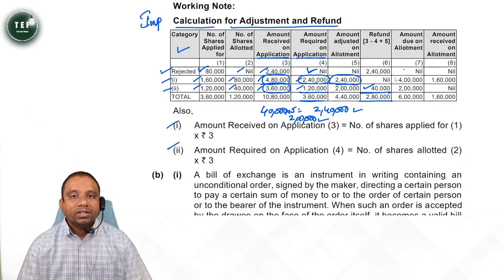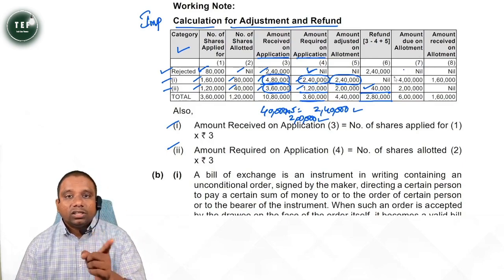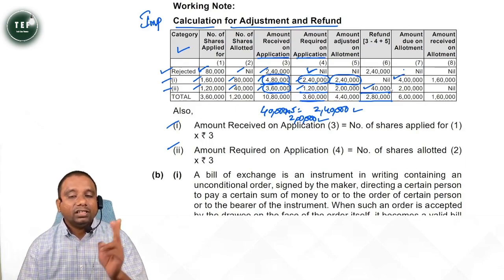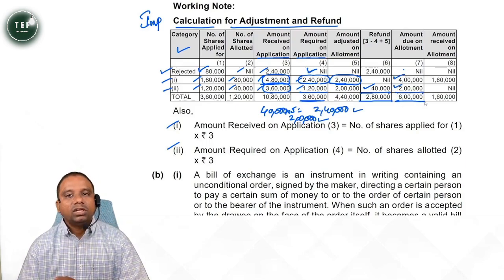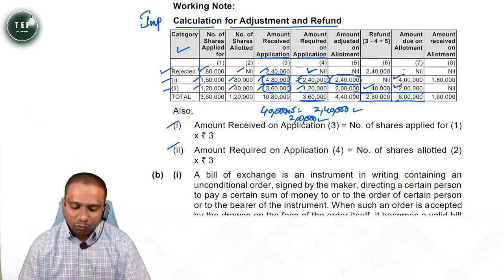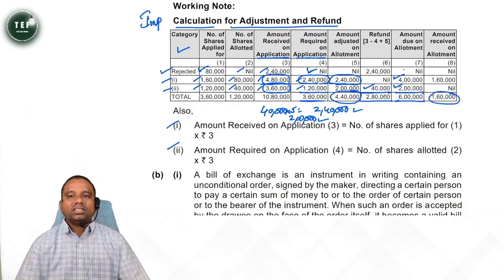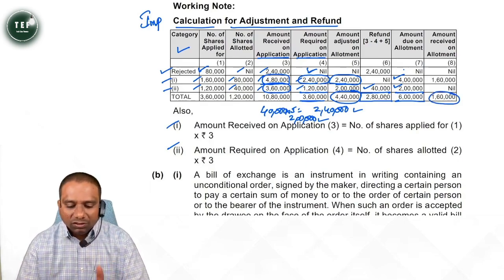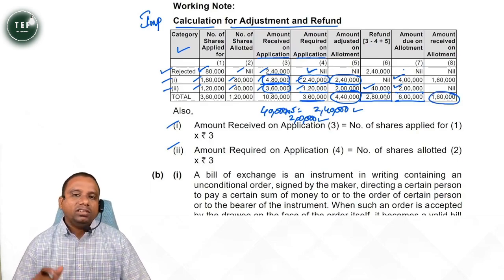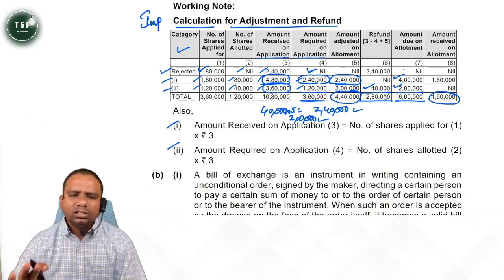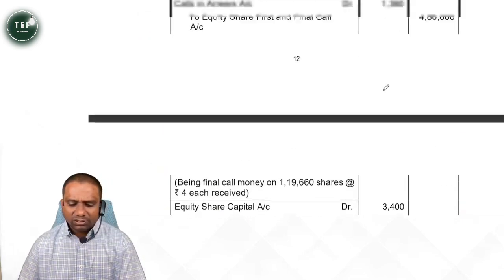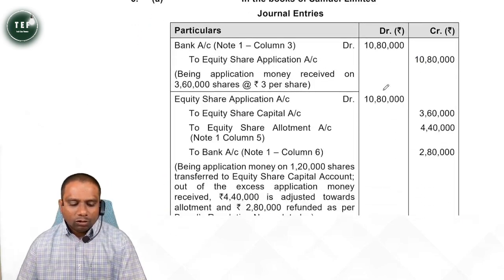First category, 80,000 shares into 5, 4 lakhs. Second category, 40,000 shares into 5, 2 lakhs. Total receivable, 6 lakhs. Already adjusted how much? 4 lakh 40. Remaining amount we receive 1 lakh 60. For the whole problem, this working note plays an important role. Clear students? Yes. Entries are easy students. You get one by one entry.